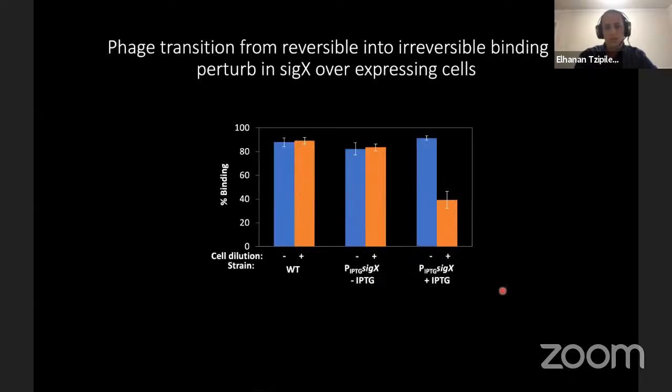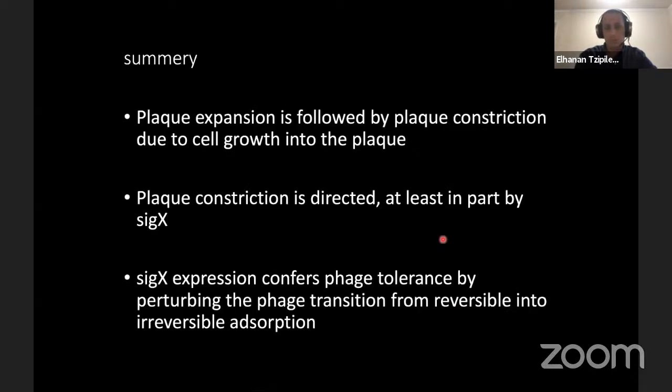And indeed, we redid the binding assay, but this time, we diluted the culture after phage binding before we monitored the number of bound phages. And we found that when we activated SigX, dilution significantly reduced the number of bound phages, suggesting that SigX perturbs phage infection specifically at the transition from reversible to irreversible binding.